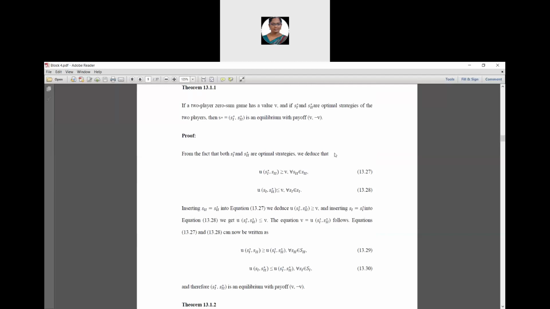Next, moving on to the theorem: if a two-player zero-sum game has a value v and if s1 star and s2 star are optimal strategies of the two players, then s star equal to (s1 star, s2 star) is an equilibrium with payoff (v, minus v).